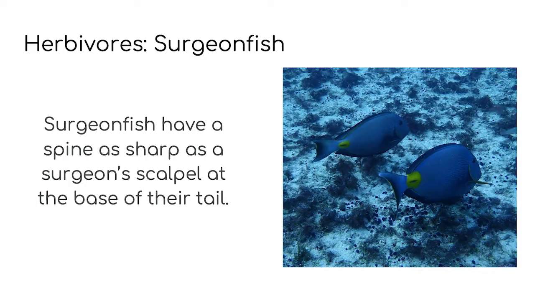You can just about make it out on this picture, the small black line on the yellow part of their tail. Can you point it out on the screen? This is where they get their name from. They can use this as a weapon to protect themselves from predators, but it only sticks out when the tail is bent. They can't extend it whenever they want.